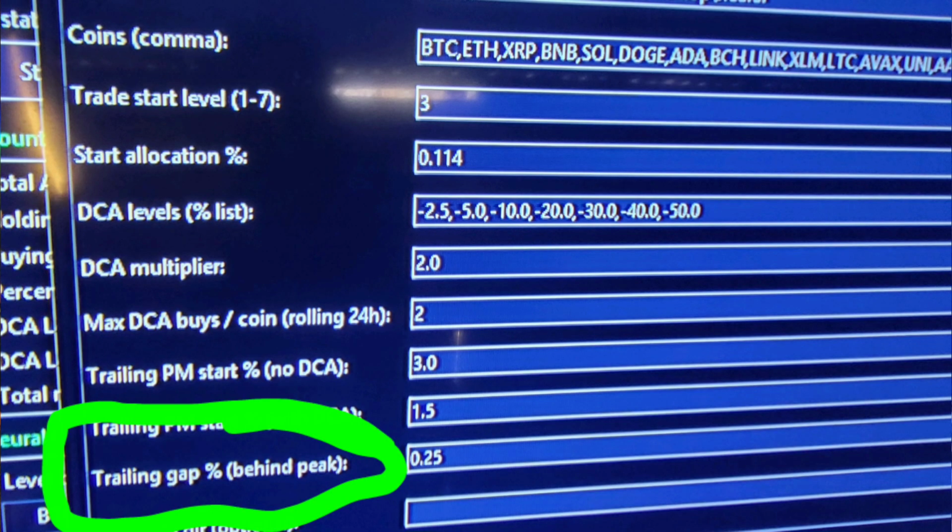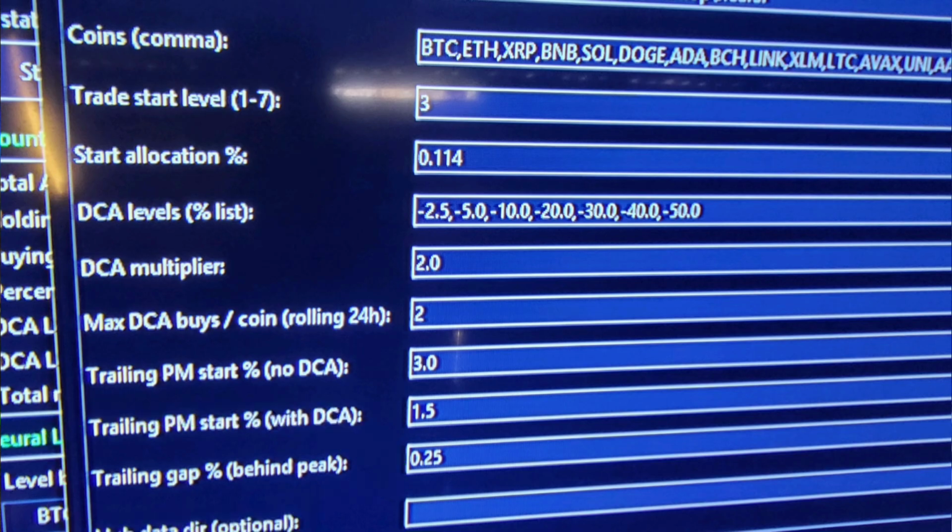You just got to do the math to figure it out for both of these, for the no DCA and the with DCA one. So I have mine set to 3 and 1.5 currently. I'm doing like $1.50 minimum when I start trades. So yeah. The next and last option is the trailing gap percent. That's for the trailing profit margin. That's just the gap that the price has to go above the profit margin for the price to start pulling the profit margin up for the trailing to start.